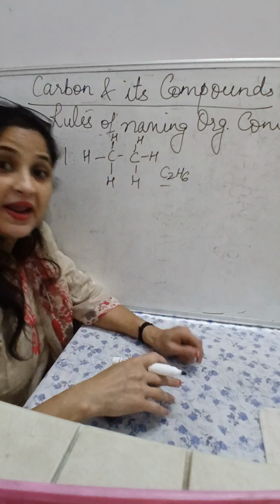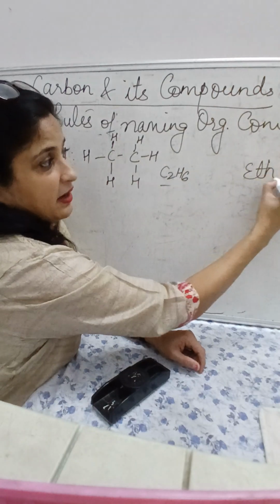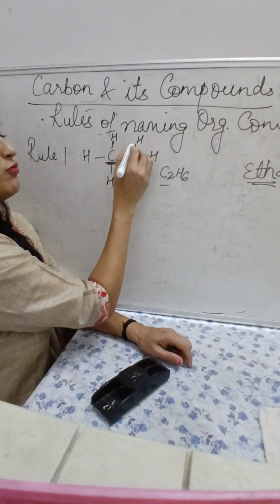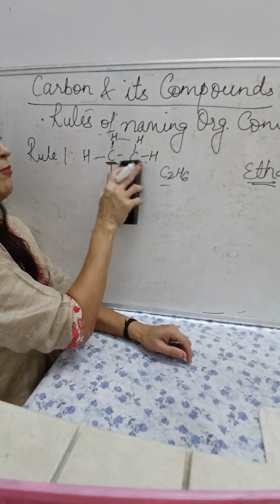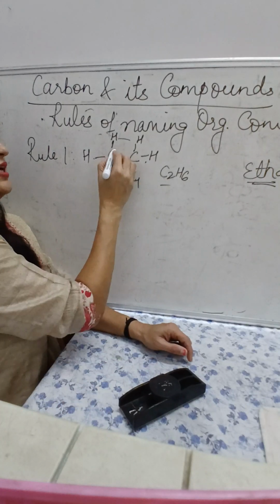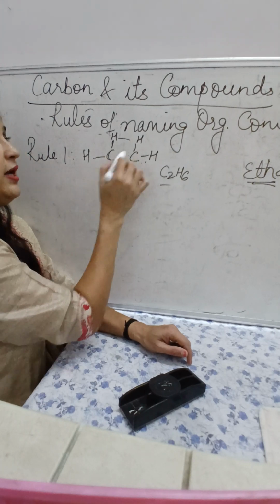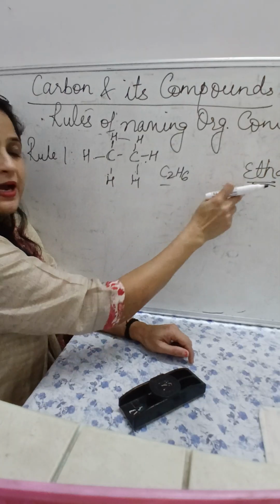So this is my parent chain, or the root word. So this becomes ethane. You will see how many carbon atoms are there: 2, so eth. And you are watching that there is no double or triple bond, only single bonds, with the carbon connecting to the other carbon atom and 3 hydrogen atoms on both sides. So this becomes ethane.